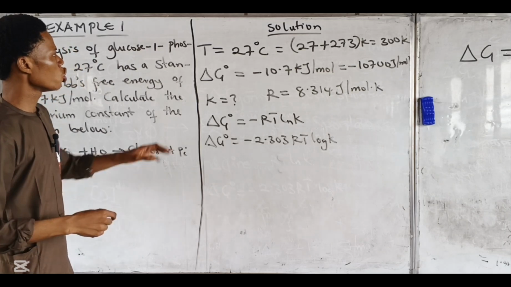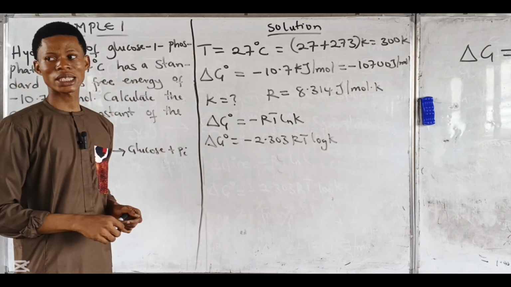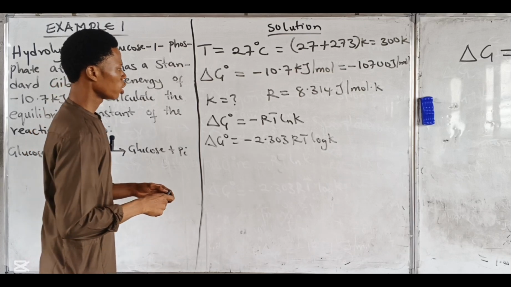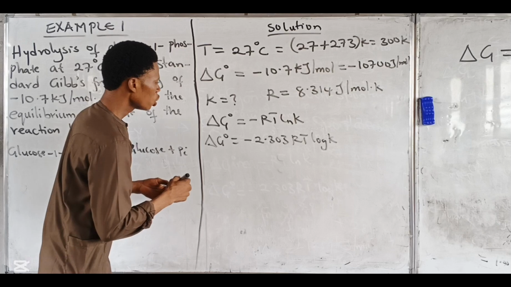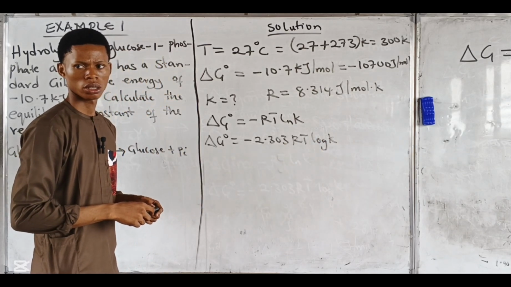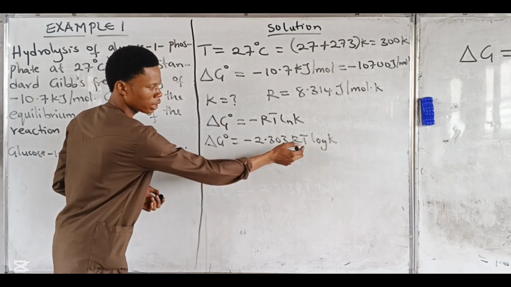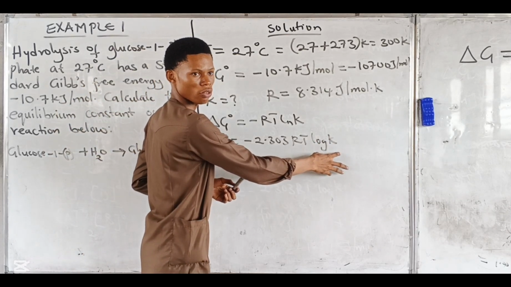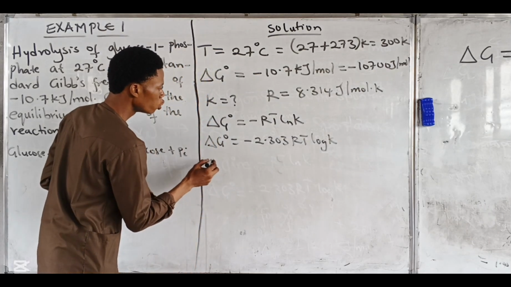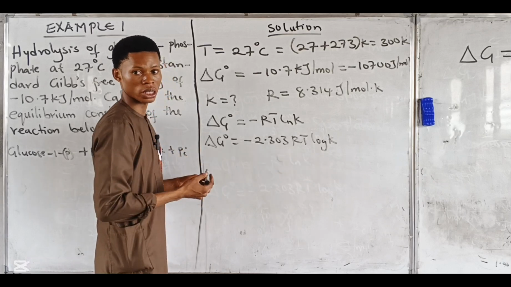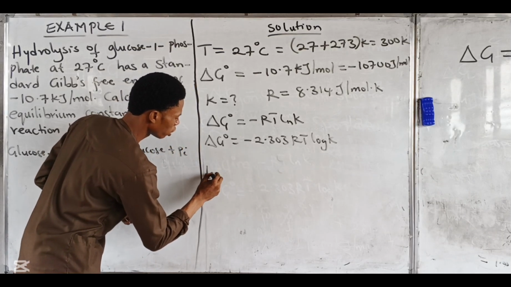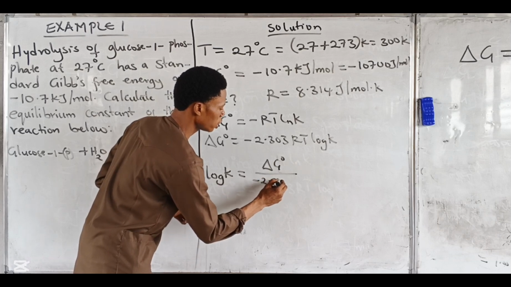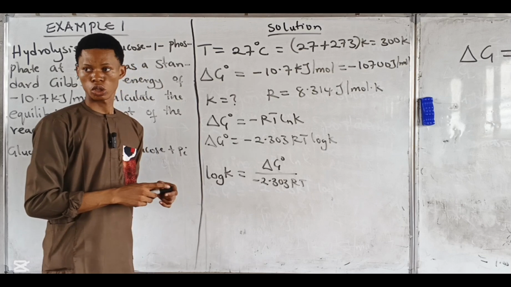All right. Now you've stated your parameters, you've stated your formula. The next thing is to substitute. What we are looking for is K, right? Now, if we substitute, let's use the second formula. If we are using the second formula, let's make log K the subject of the formula. It means we'll be dividing through by the coefficient of log K, everything by the side of log K. So log K will be equal to delta G naught over minus 2.303 RT. Do you understand?